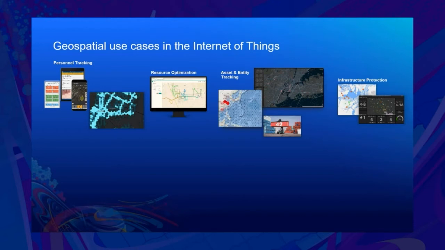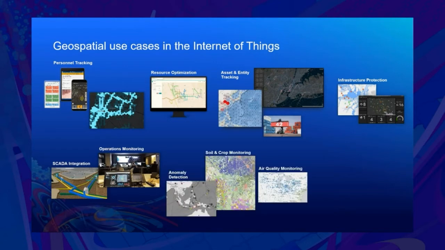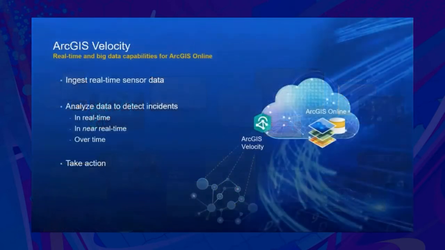And then there's geospatial use cases in the Internet of Things that are more specific to different industries. So in the utility space, there's SCADA integration and operations monitoring. In the agricultural and environment markets, there's crop monitoring and air quality monitoring. And in transportation, there's an increasing number of roadway sensor deployments to bring in data from connected vehicles. And especially local governments are looking to be able to mine this data and understand micro traffic patterns. So the list of use cases really goes on and on.